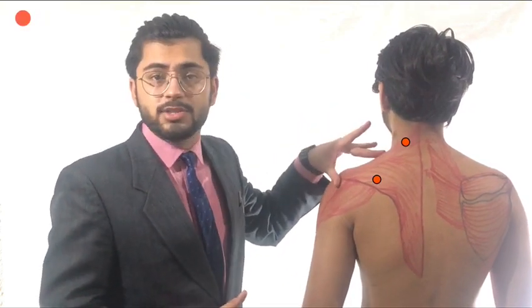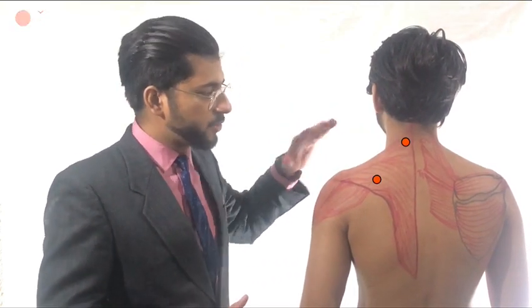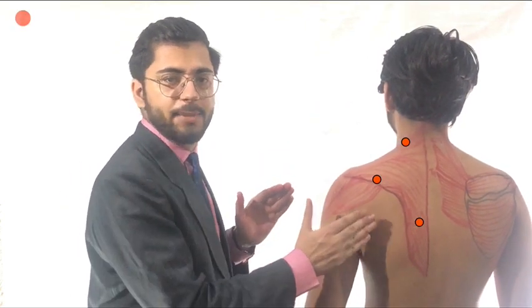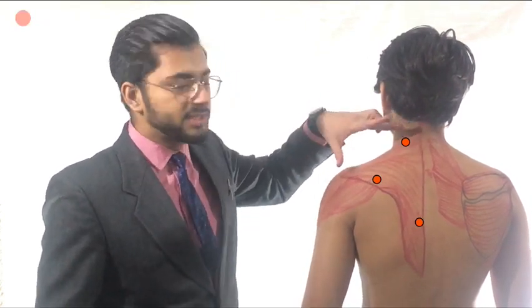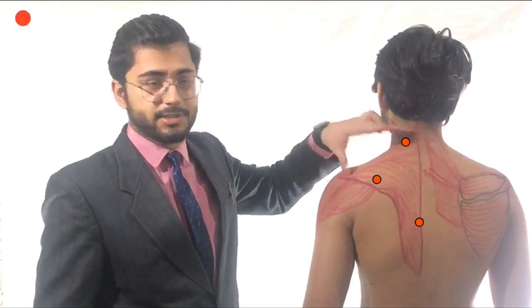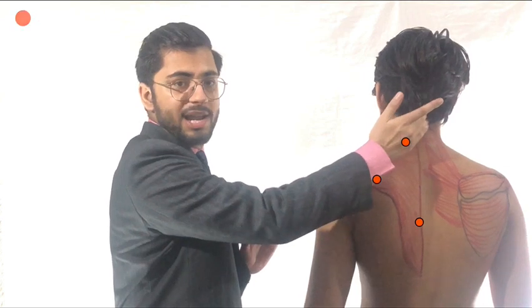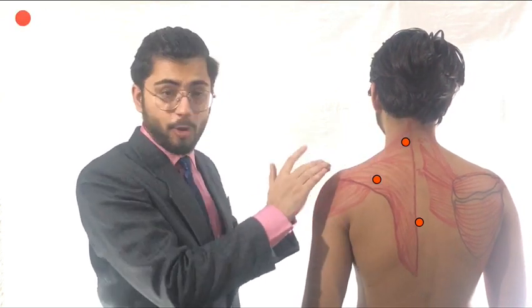So first and foremost, the muscles of the thoracic spine. The major muscles, the superficial muscles first, followed by the deep muscles. First and foremost, the muscle is the upper trapezius. It starts from the occipital protuberance and nuchal line, and then goes towards the acromion process.